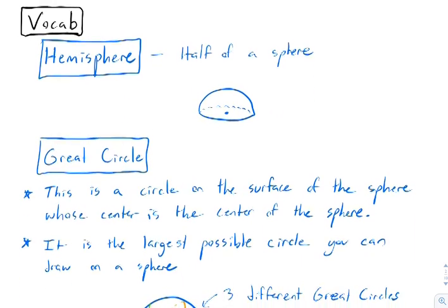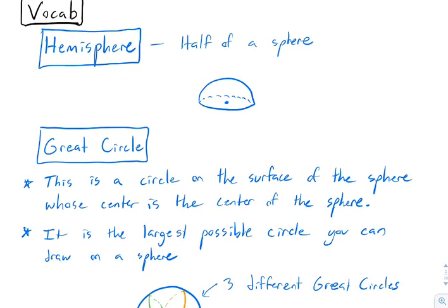2 vocab words we're going to be using here. Hemisphere means half of a sphere. It comes from the same root as demi or semi or hemi. All 3 can be used to mean a half from the Latin roots. So, I don't know why they chose hemisphere instead of semisphere or demisphere. But hemisphere is what we use to talk about a sphere that's been cut in half through the center.